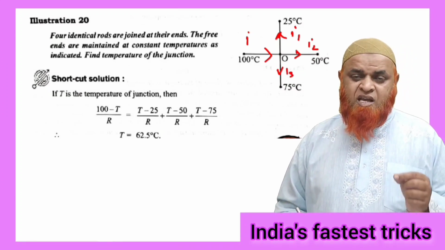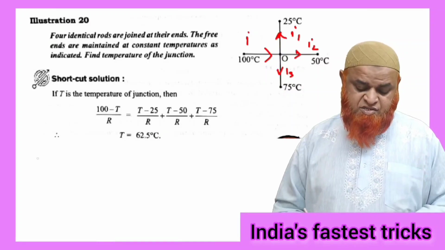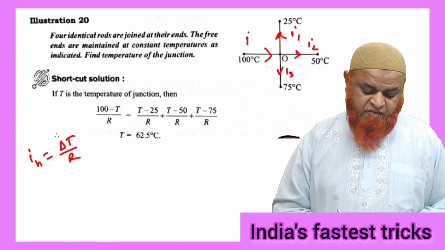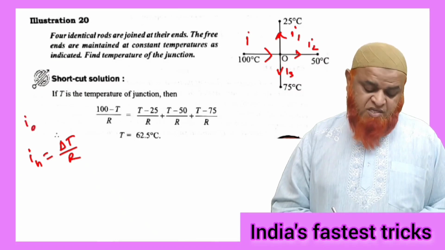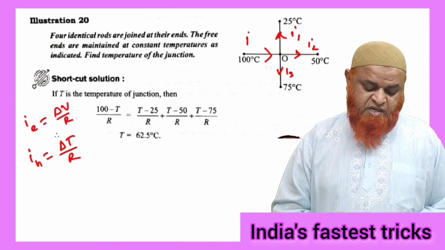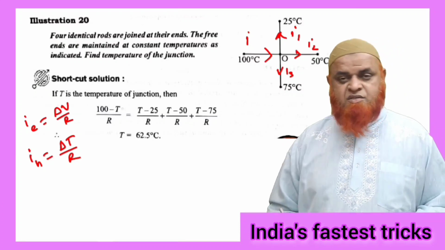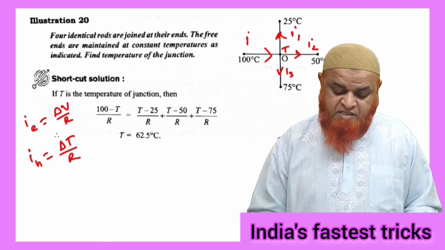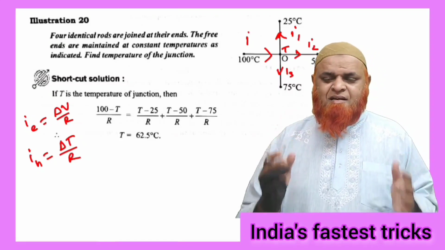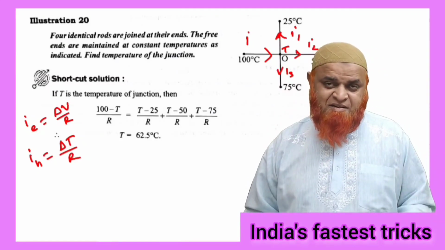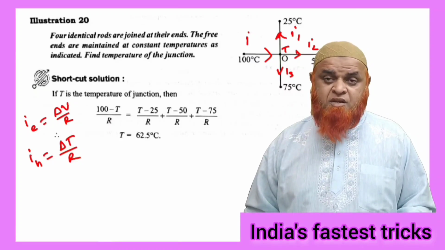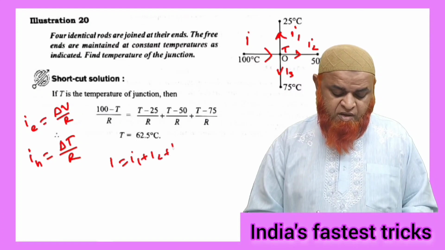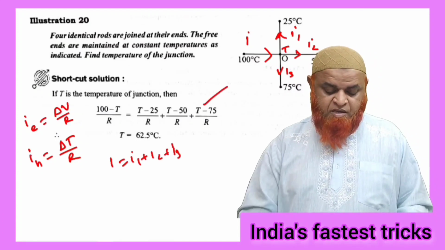And what is the formula for heat current in the case of heat transfer? Heat current is nothing but temperature difference by resistance, just like in electric current, it is potential difference by resistance. So he has taken the temperature difference, and imagine the temperature at the junction is T here. If it is so, then he has taken I is equal to I1 plus I2. So that's why he has applied this formula.